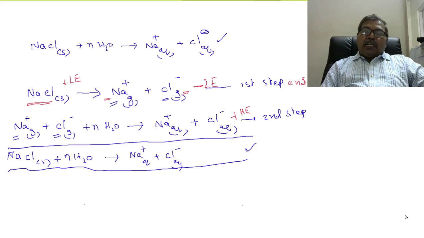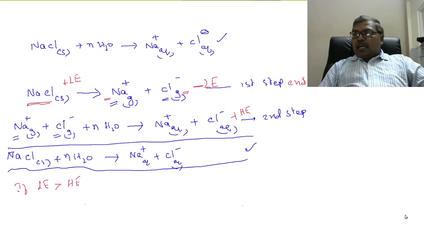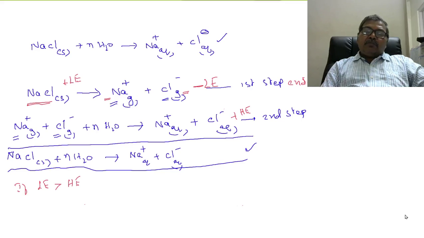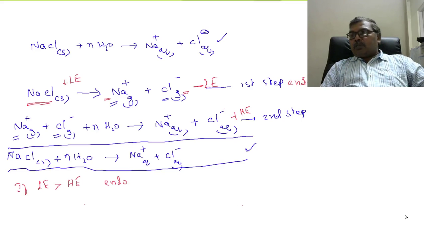So, lattice energy we have to supply. Hydration energy they liberate. So, therefore, if lattice energy is more than hydration energy, required energy is more, energy liberated by the ions is less, which means that the overall process will become endothermic. Then remember, ionic compounds are insoluble in water.